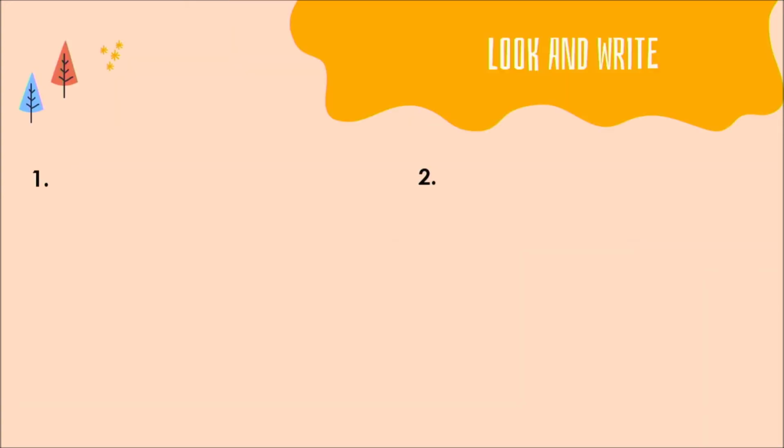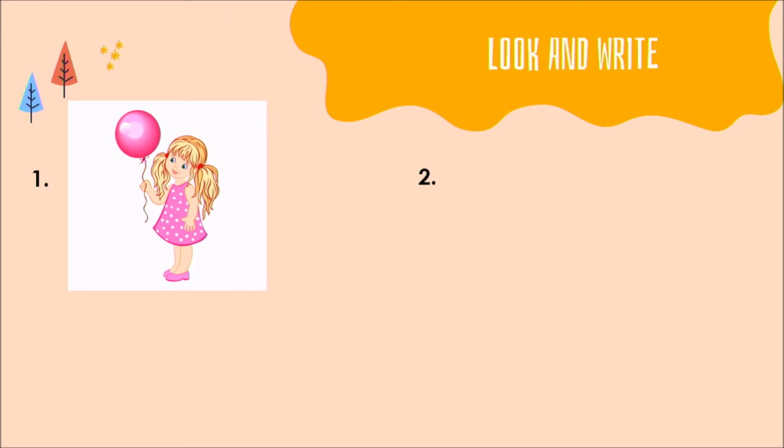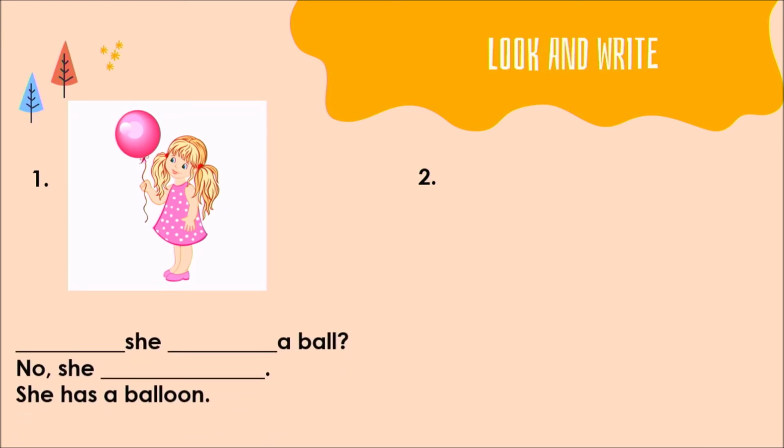Okay? Next one. Look at the picture. Look and write. Okay? Blank, she blank a ball. No, she blank. She has a balloon. So what you will use? Our subject is she. What you will use? Very good. Does she have a ball? No, she.